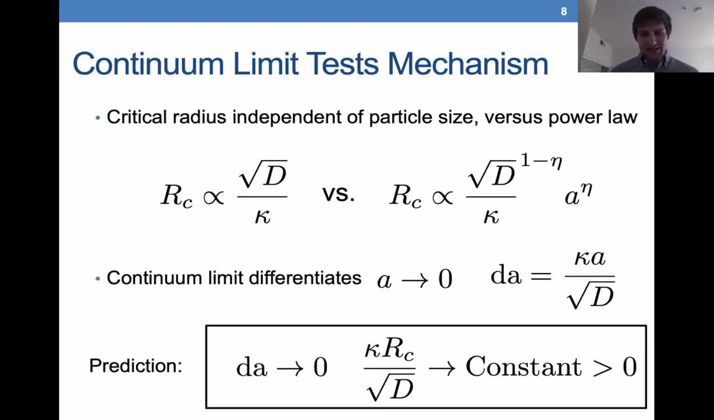So we predict that as we take the continuum limit, the critical radius is going to go to a constant greater than 0. That's the prediction. And now, because a appears in the definition of the stickiness parameter, or the dimensionless rate constant, taking a to 0 is equivalent to taking the dimensionless rate constant to 0. So that's what we're going to check. We're going to check that when we take the dimensionless rate constant to 0, the critical radius goes to a constant greater than 0. And if that is true, that's going to confirm our proposed mechanism for the reaction diffusion length.